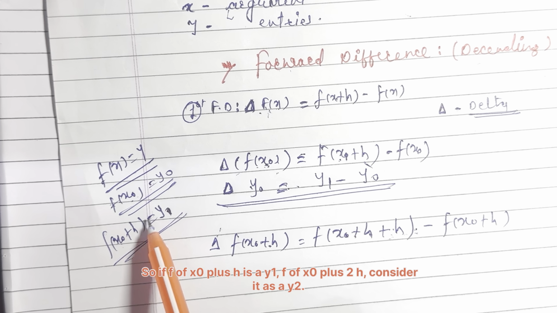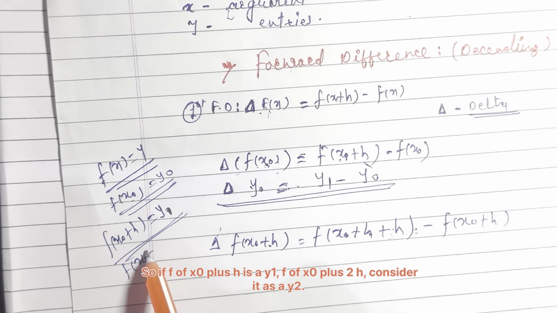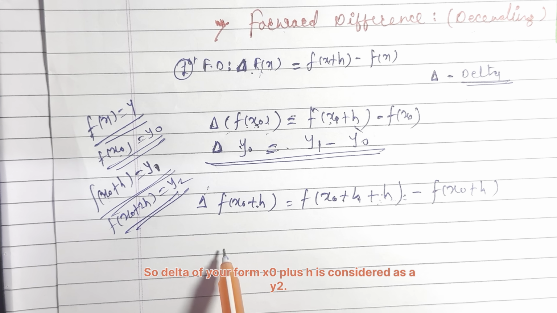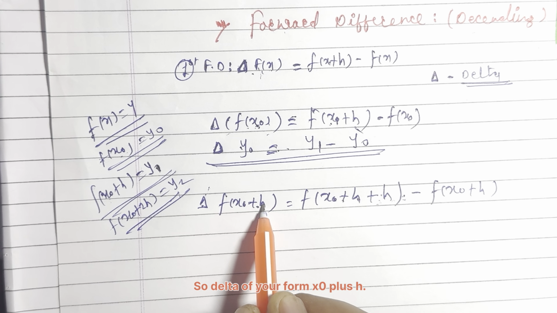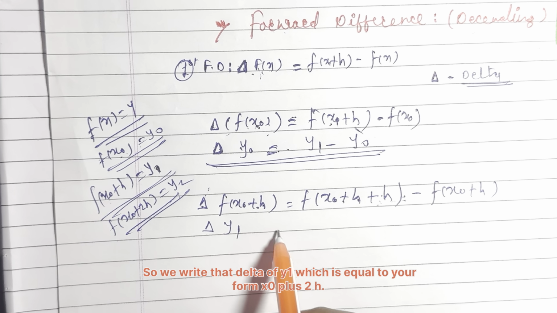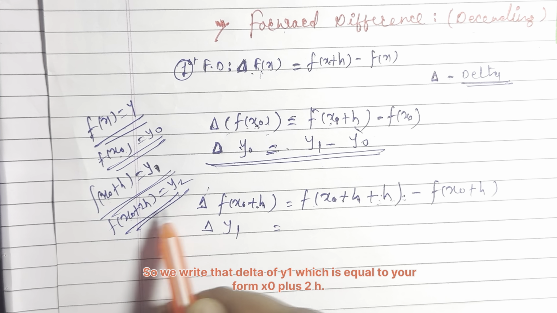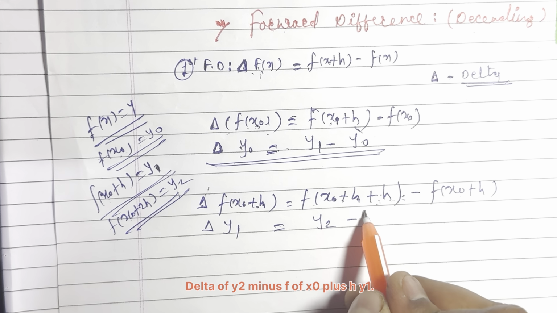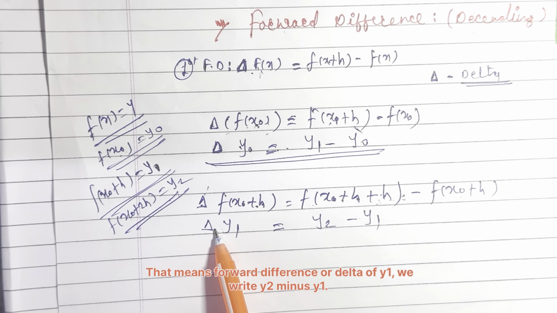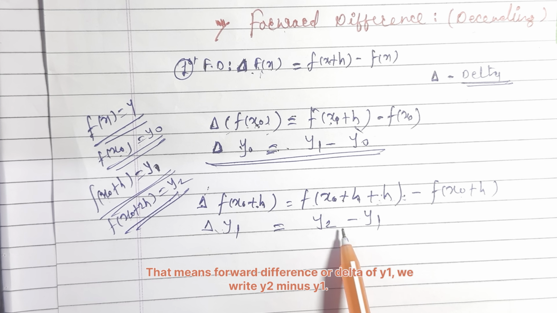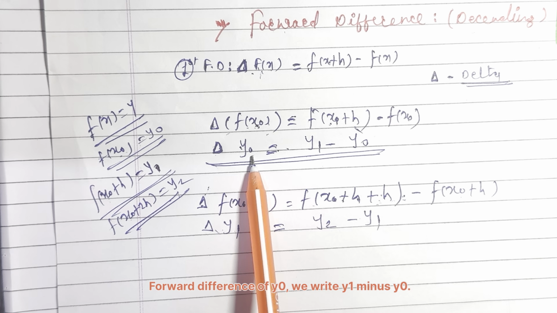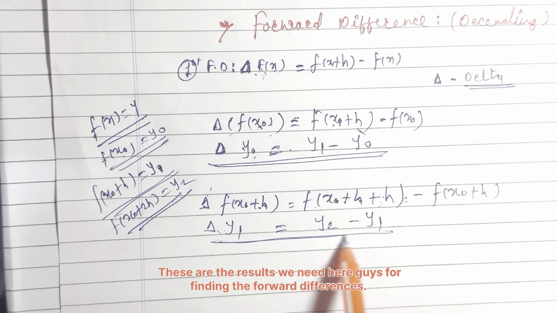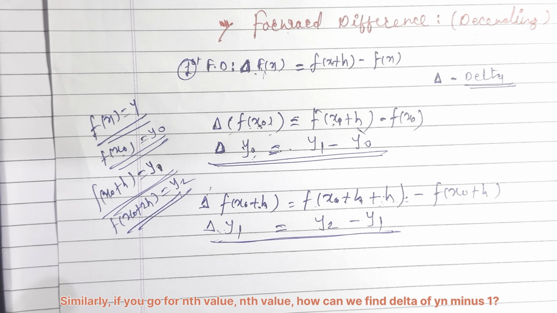If f of x naught plus h is y1, then f of x naught plus 2h we consider as y2. So delta of f of x naught plus h, we write as delta of y1, which is equal to f of x naught plus 2h, that is y2, minus f of x naught plus h, y1. That means the forward difference, delta of y1, we write as y2 minus y1. Forward difference of y0, we write as y1 minus y0. These are the results we needed, guys, for further finding the forward differences.